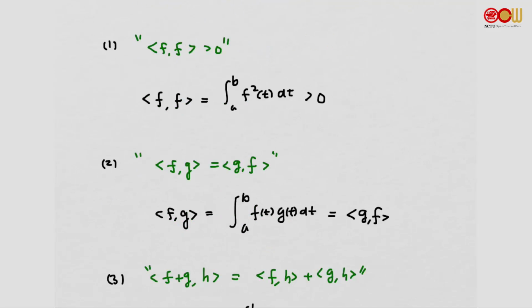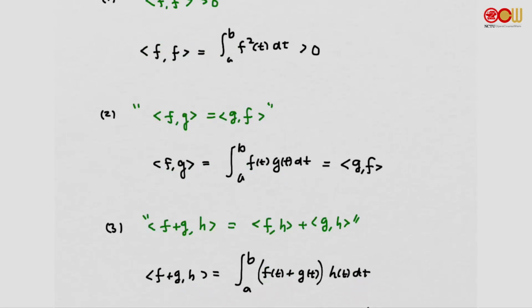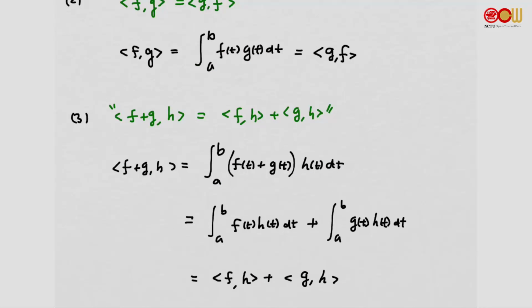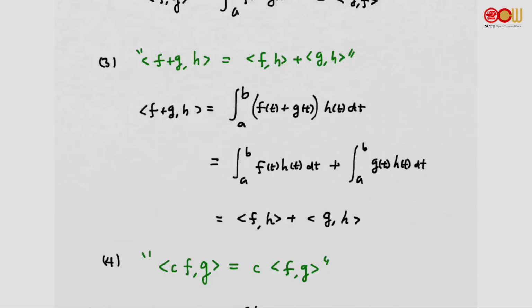For the third one, we need to verify if this is true. So we have f plus g here, and h. This can be split into two terms: f and h, and g and h, and that's the value of the function of f and g, and the other one is g and f. So that's also true. Last one.